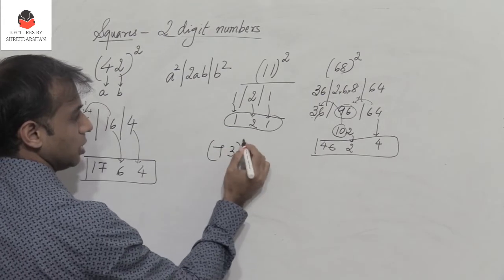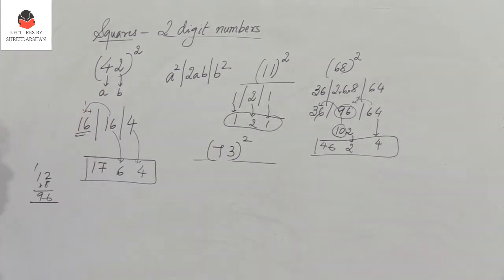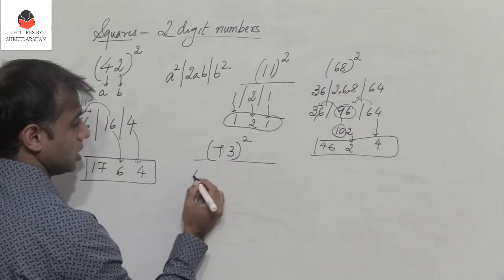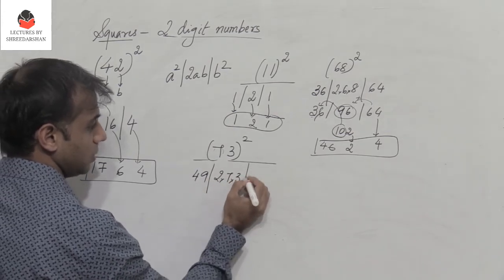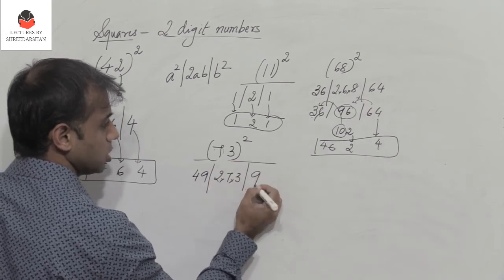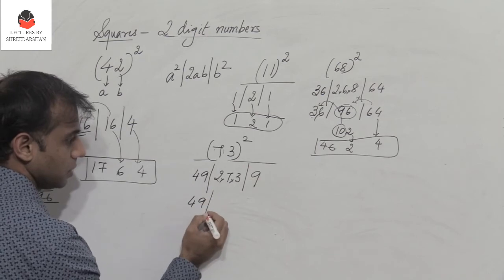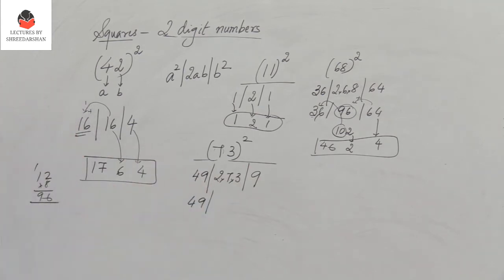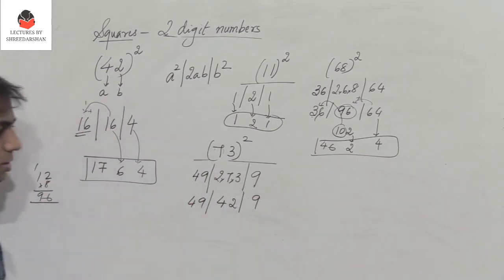Let's take another example: 73 square. Again use this A square plus 2AB plus B square. So A square, 7 square is 49. Then 2 into A into B, and then I have B square, which is 3 square, which is 9. So now let me write this. I have 49. Here, 2 into 3 is 6, so 6 into 7. How much is 6 into 7? I get 42, and then I have 9 here.